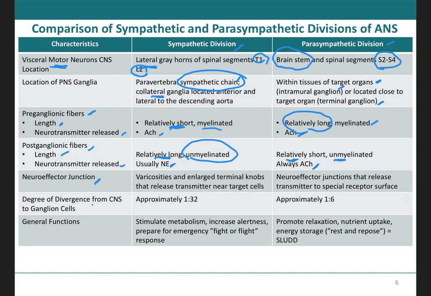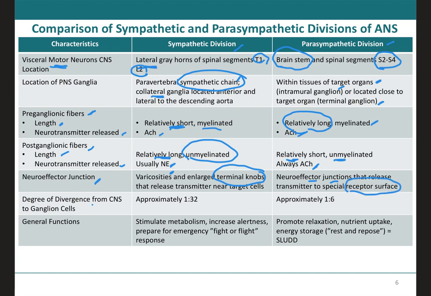The neuroeffector junctions, here we're going to have these varicosities that we talked about, which are these enlarged terminal knobs that will release the neurotransmitter near the target cells. But for the parasympathetic division, because these ganglia are sometimes located on the organs, there's going to be a neuroeffector junction that will release the transmitter to special receptors on the tissue surface.